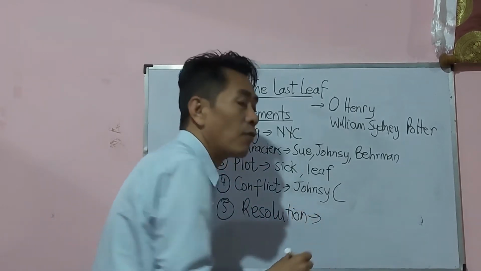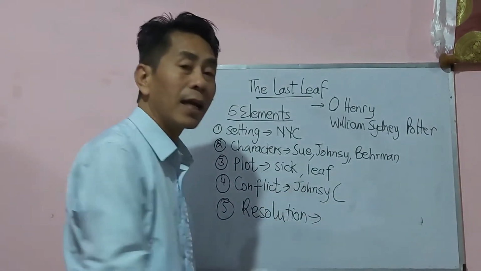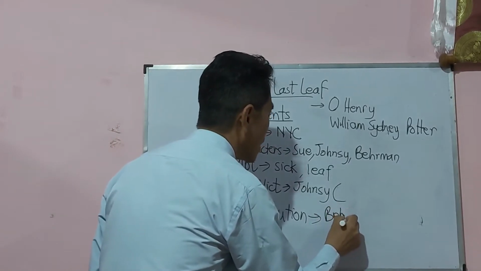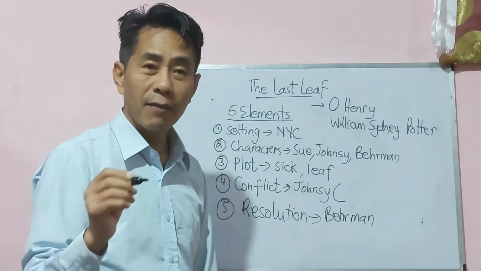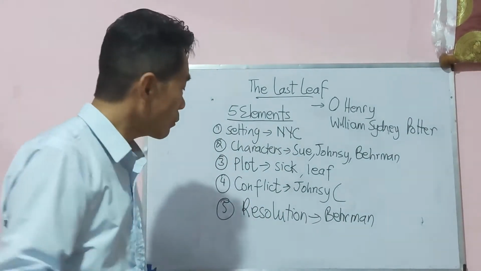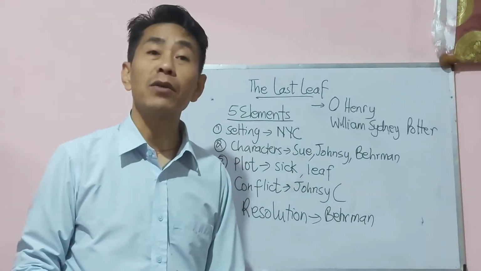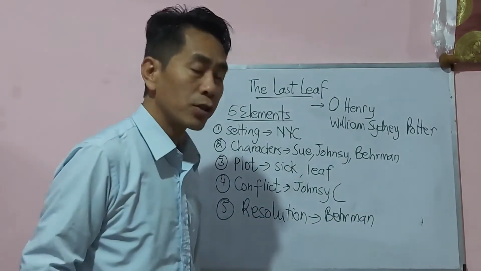The conflict finally gets resolved in the story. What happens? The barman painted a very beautiful leaf similar to the real one, and because of that leaf, Johnsy decided that she would live, she would not die. So that is the resolution.